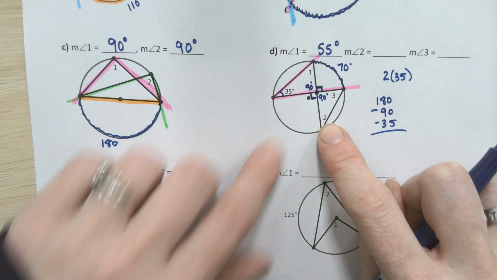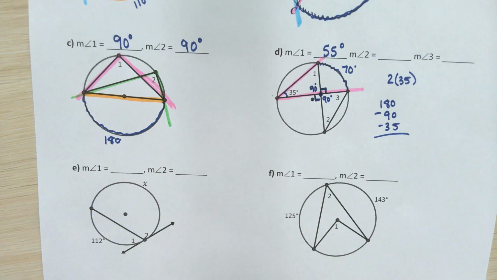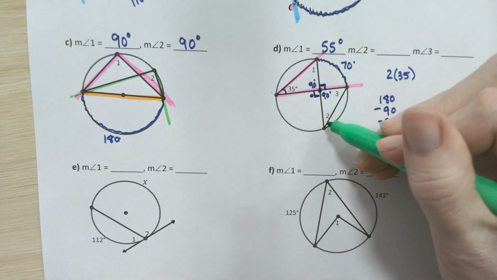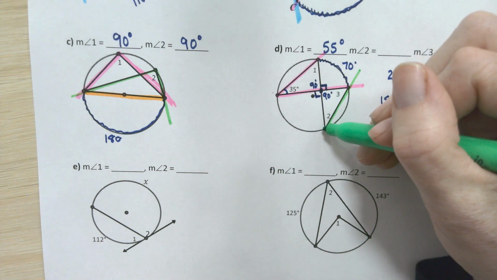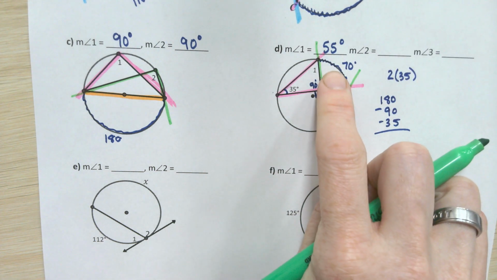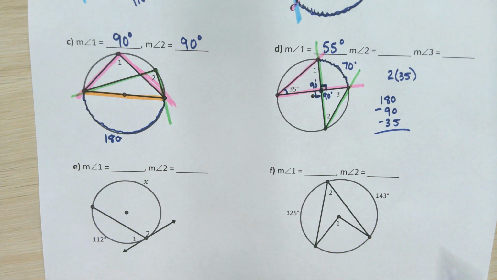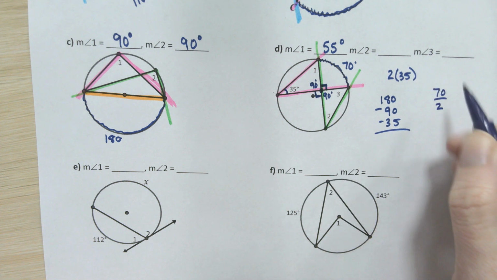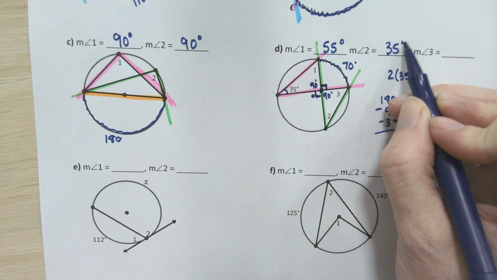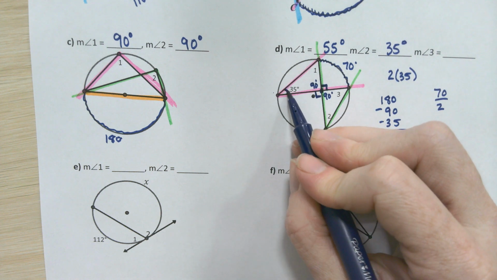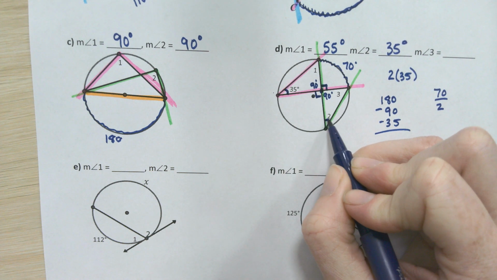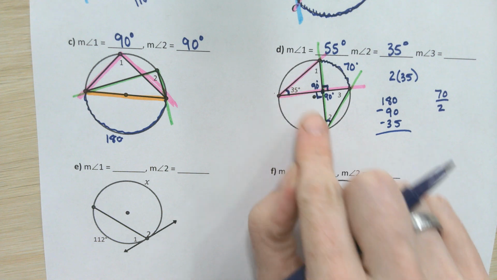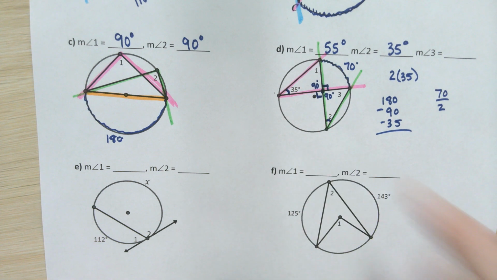If we're looking down here at angle 2, I'm noticing that it has a vertex on the circle. So I'm going to follow it out, and sure enough, that intercepts my same 70-degree arc. So you could recalculate. You could do 70 divided by 2 real quick to figure out what angle 2 is, or you could remember that inscribed angles attached to the same arc are congruent. So you could steal that 35 from the pink angle, and angle 2 will match it.